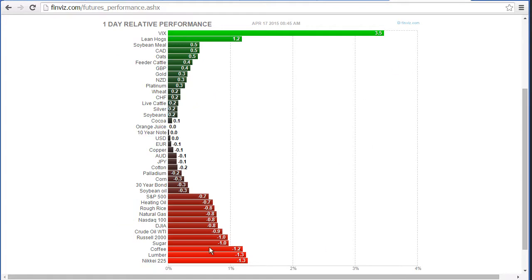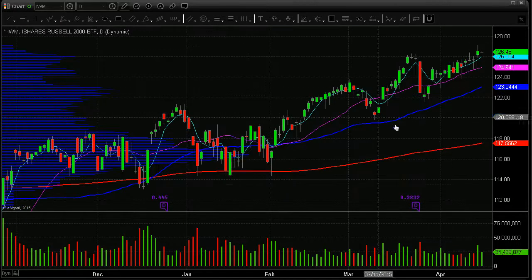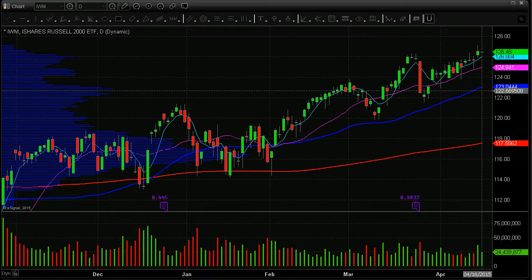Now, let's jump over to a couple different charts here. Let's just take a quick peek at the Russell 2000. I haven't looked at it yet this morning. Okay, well, this chart won't update for pre-market, but let's jump straight over to commodities really quick.